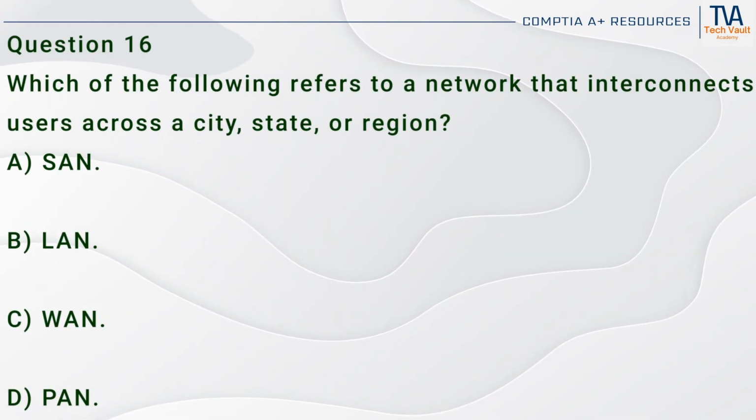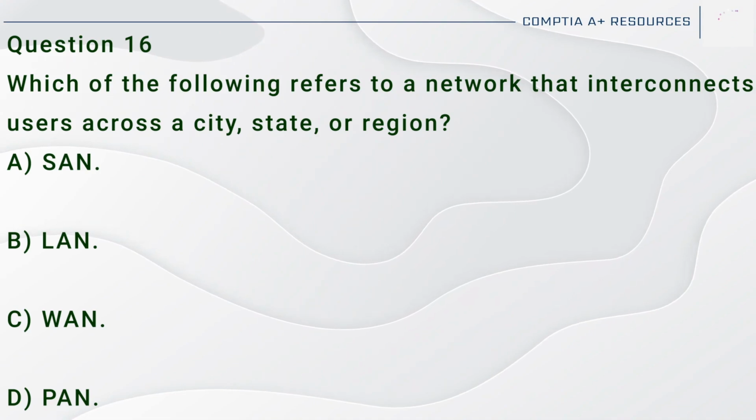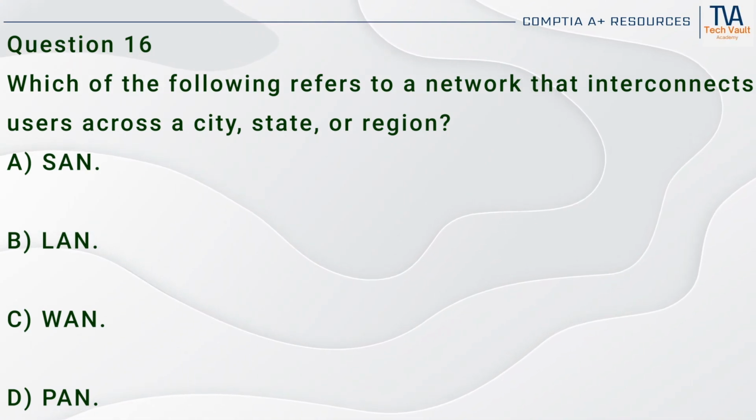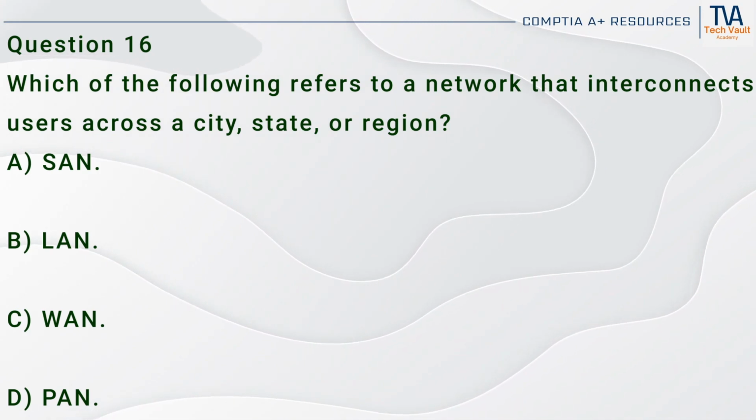Question 16. Which of the following refers to a network that interconnects users across a city, state, or region? A. SAN. B. LAN. C. WAN. D. PAN.